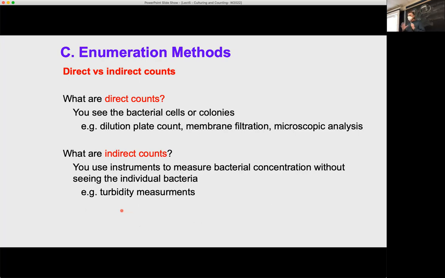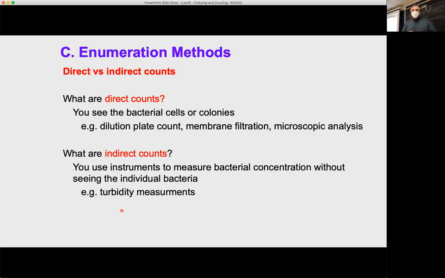The picture I showed you at the very beginning of lecture where I have four different dilutions, that's like a direct count where you can actually go onto a petri dish and count the number of colonies you get. That's a direct count of colonies. It's colony forming units, not actual bacteria. I didn't talk about that yet, did I? Colony forming units versus colonies. That's something coming up, okay.